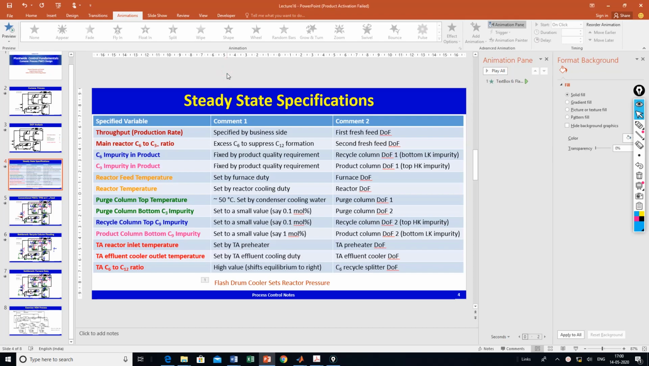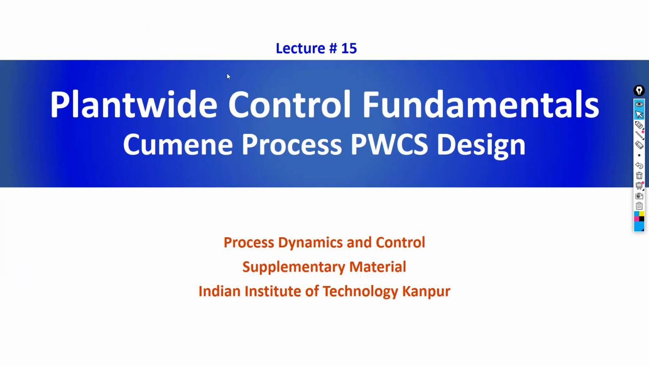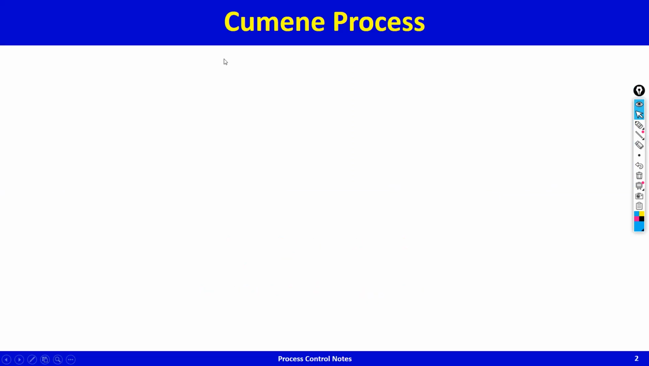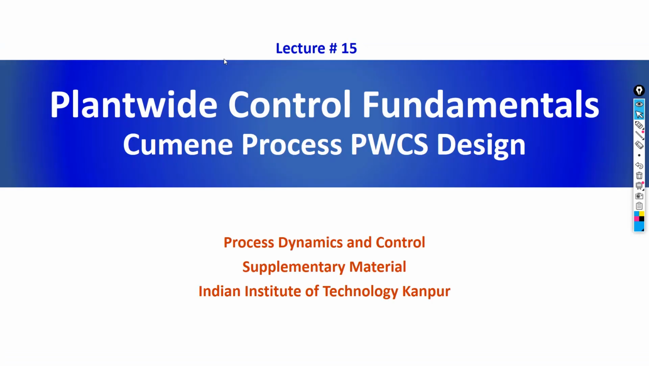So, welcome to this last lecture on plant-wide control fundamentals. In fact, this might be the last lecture of the course. In this lecture, we are going to look at the design of a plant-wide control system of a realistic process, and that realistic process is going to be the Q-mean process, a process for manufacturing Q-mean.